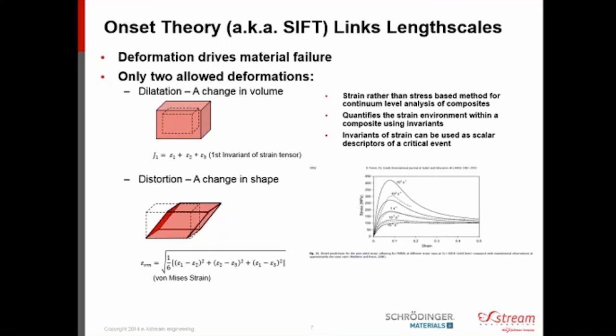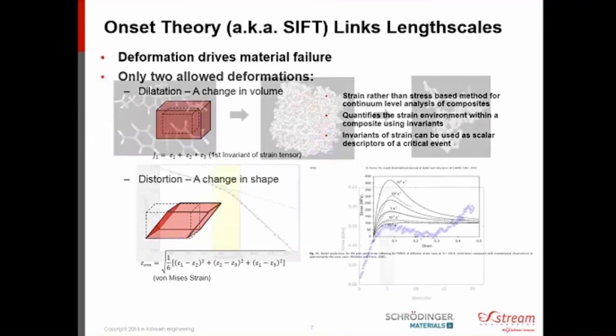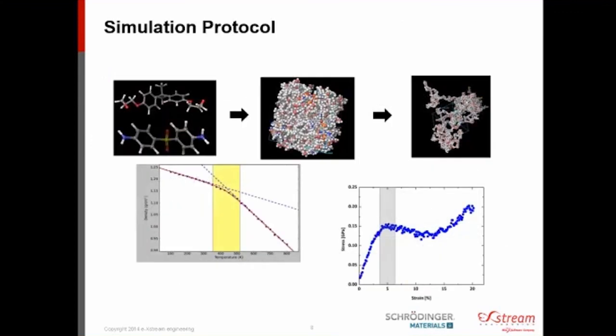It assumes that deformation in the matrix drives material failure. And you have two allowed deformations. This theory is very old, going back to von Mises, but your matrix can suffer dilatation and fail, or distortion and fail. And SIFT assumes that these things are characterized by the strain invariants of the strain tensor. So I'm going to pass this over to Andrea right now, because she's going to tell you all about the MD protocol to calculate these things.